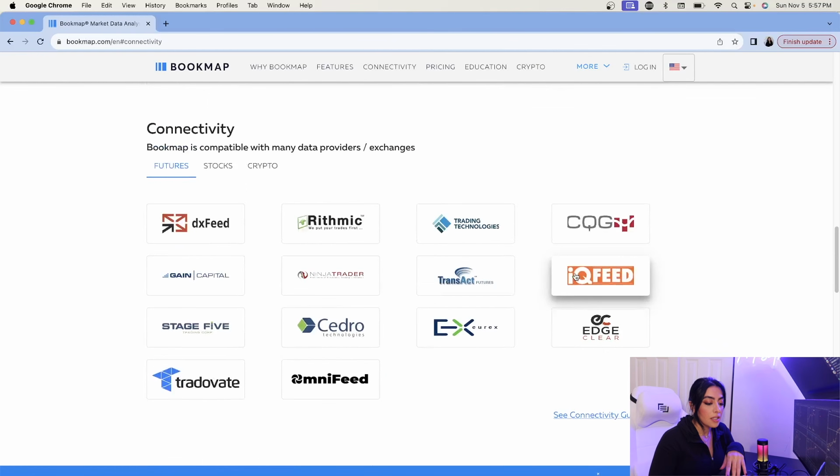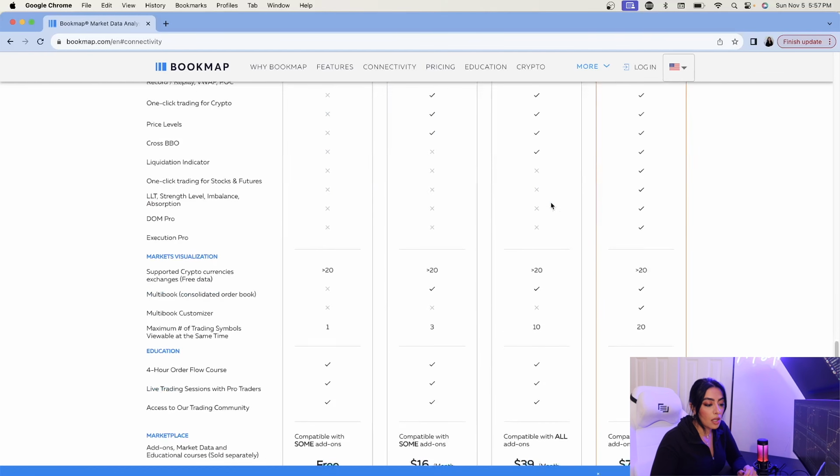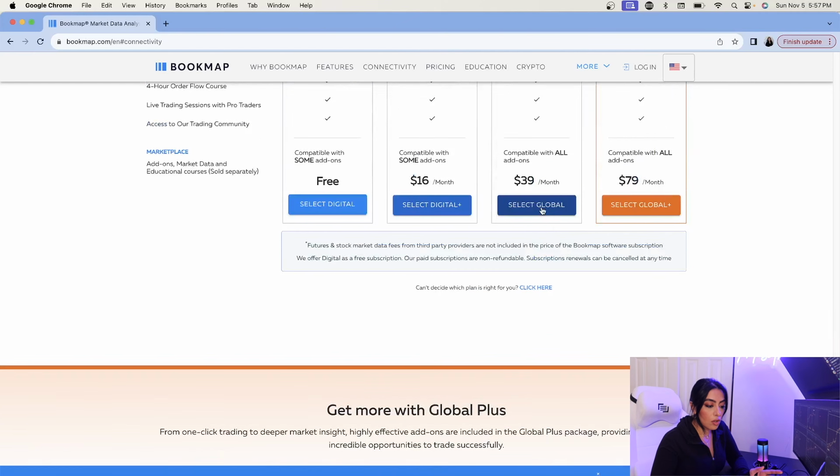To trade stocks and futures, you will need at least the global monthly subscription. You don't necessarily need the global plus. The global plus allows you to actually trade on the Bookmap platform, so you can connect your broker, for example, Interactive Brokers, to Bookmap and actually trade through Bookmap. I don't do that, so all you need is the global monthly subscription. You would come down here, select global.